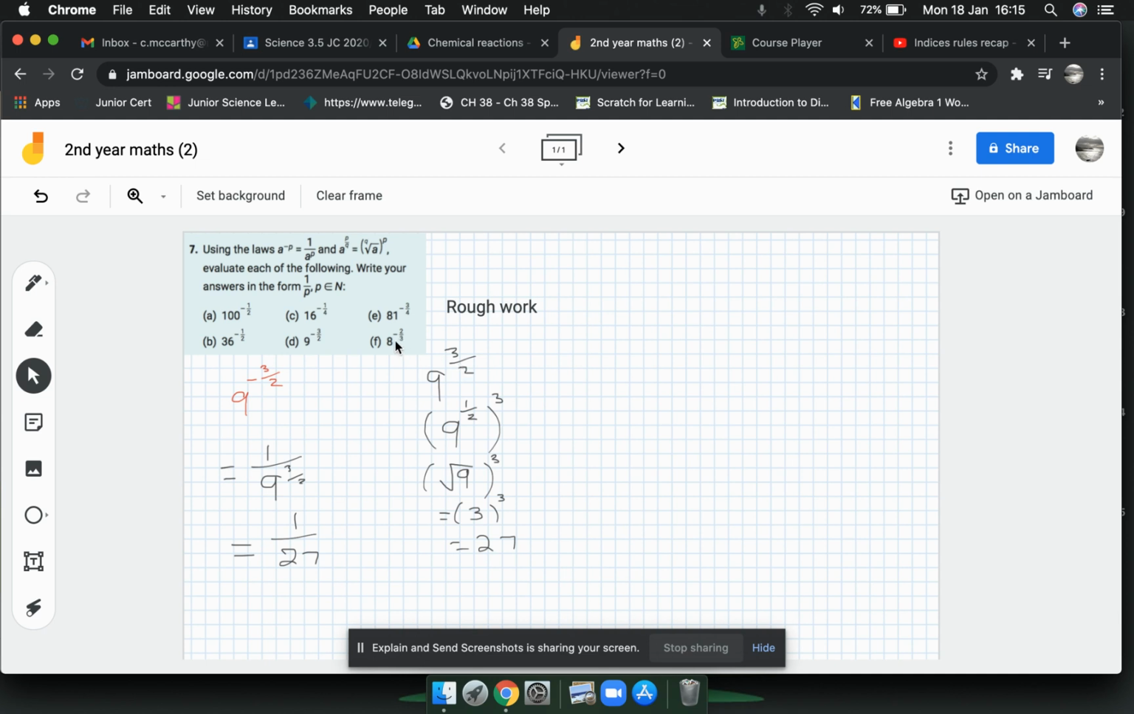But really, in order to understand indices, you need to know all of your rules and in very good detail. You need to know how do I deal with a negative indice? How do I deal with a fraction indice? How do I deal with an awkward fraction, like for example 3 over 2? So once you know all of that, this will become very simple, but you just need to practice it.